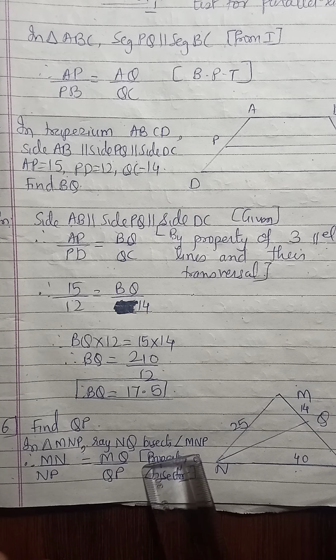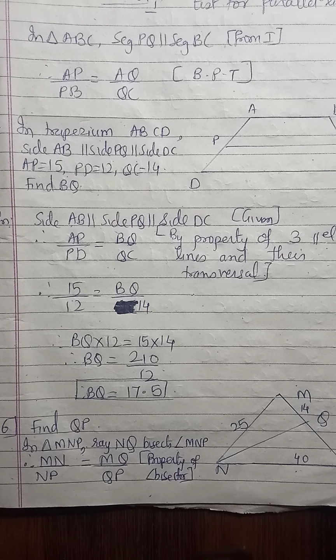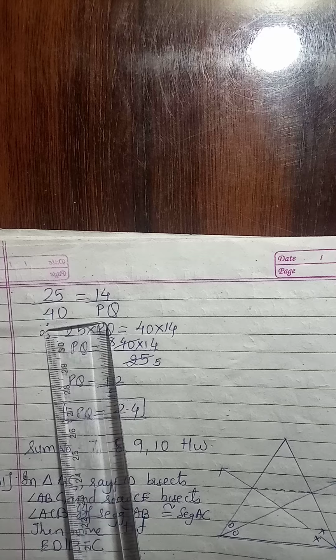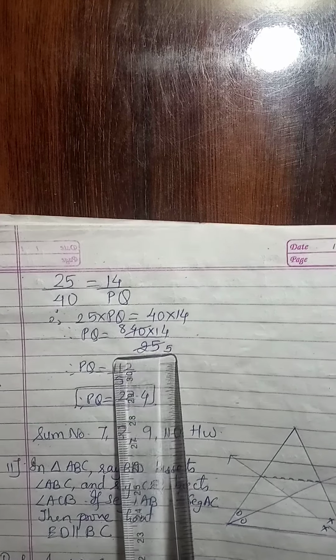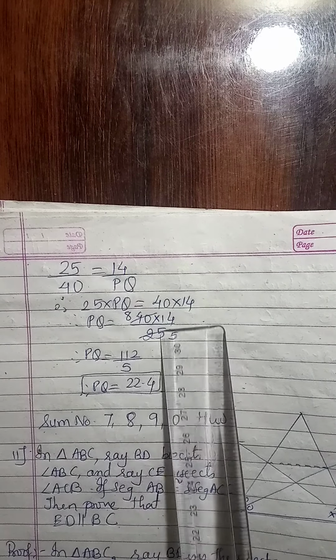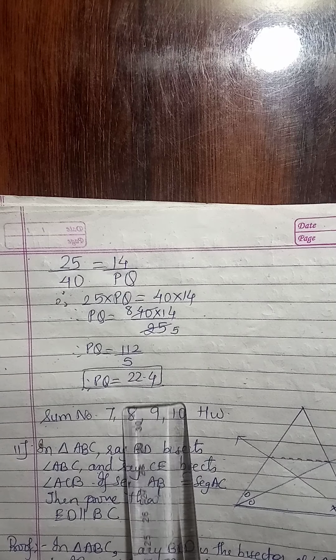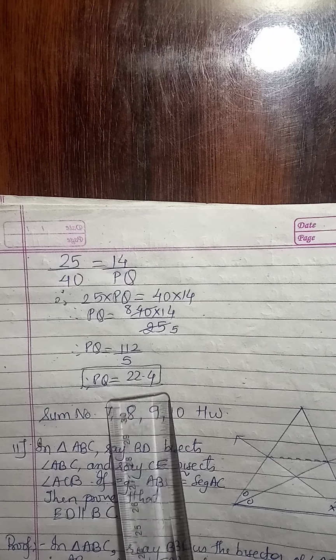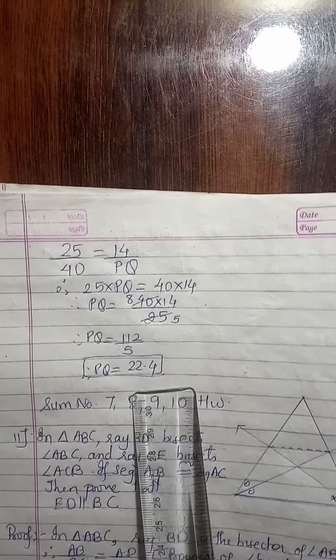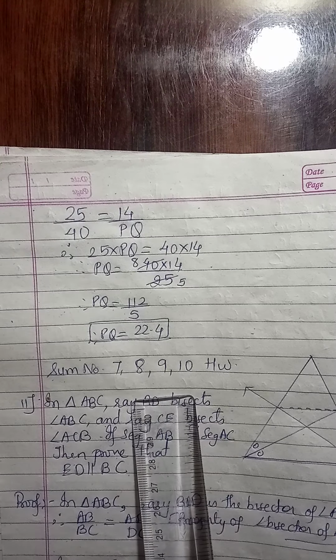Now in triangle MNP, ray NQ bisects angle MNP. MN upon NP equals MQ upon QP by the property of the angle bisector. Now further we have to put the values in the given ratio. After putting the values, we get 25 upon 40 equals 14 upon PQ. By cross multiplying and doing the cancellations, we get PQ equals 112 upon 5, which we further divide to get 22 upon 4.